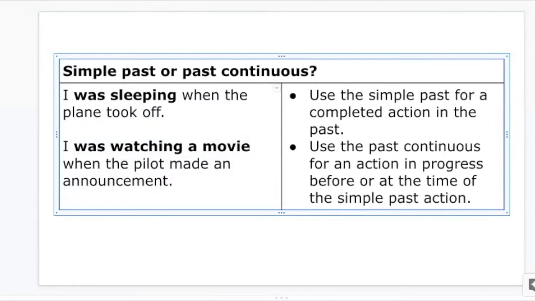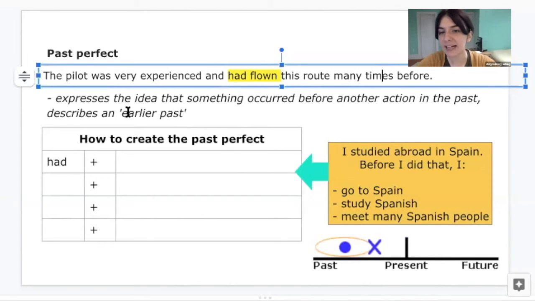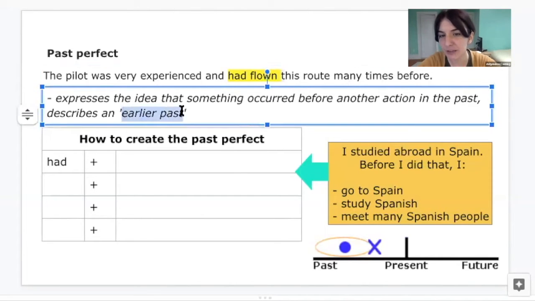Ones, which are the past perfect and the past perfect continuous. So here, okay, the pilot was very experienced and had flown this route many times before. So this kind of expresses the past perfect is kind of the earlier past. So let's say you're here in the present moment, right? In the present moment, you're telling a story about the past, okay? So the story you're telling happened here, but you want to give some time about the earlier past. So you're referring to this here, right?